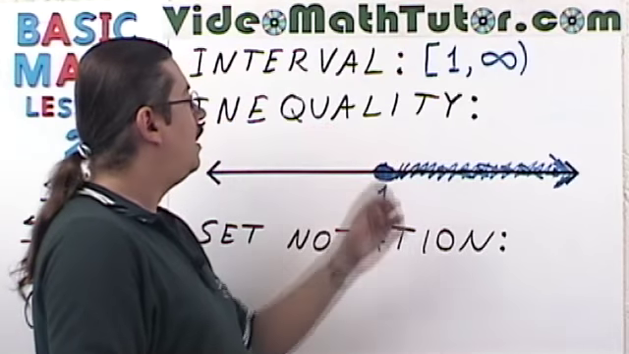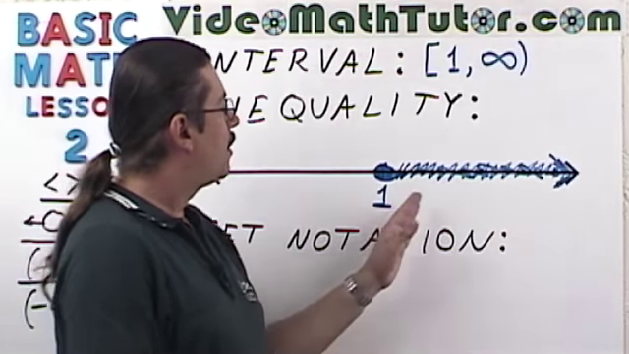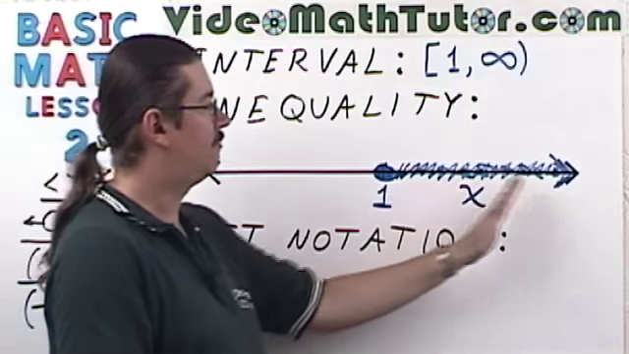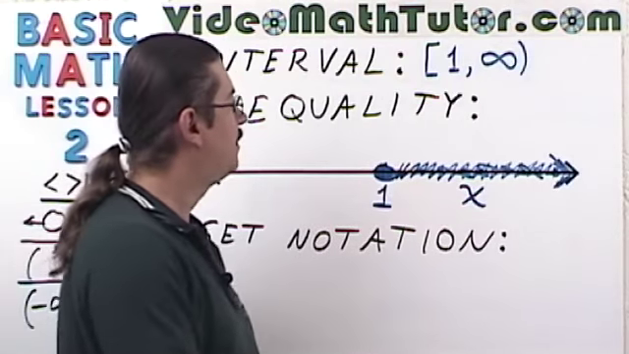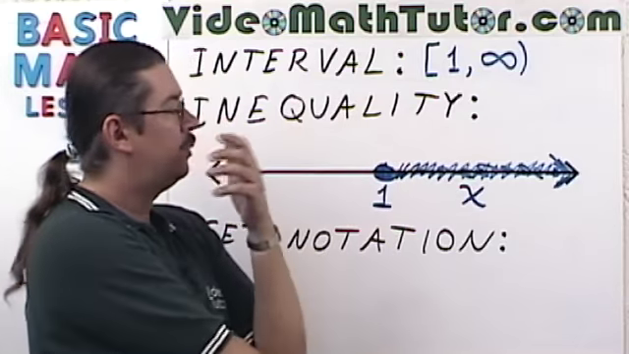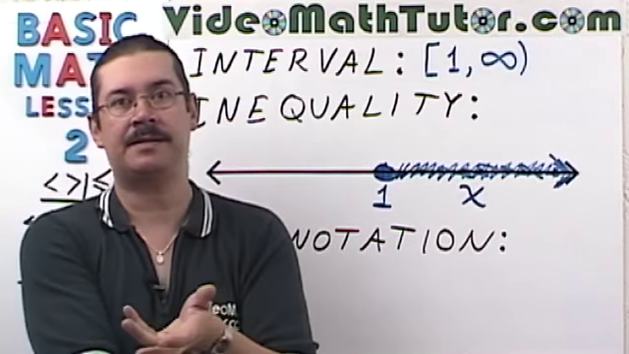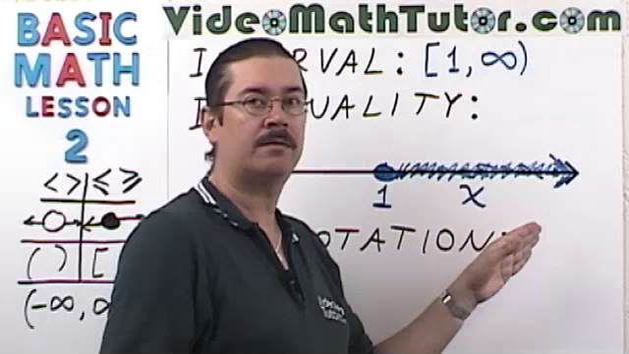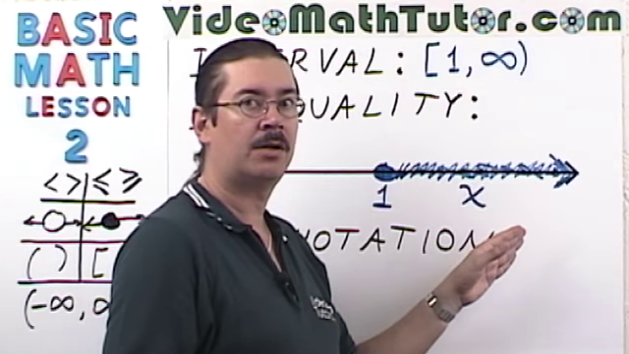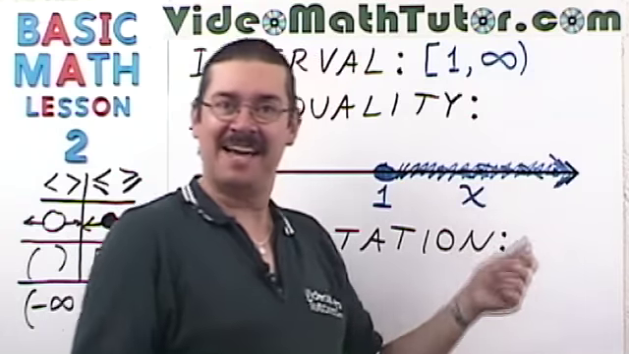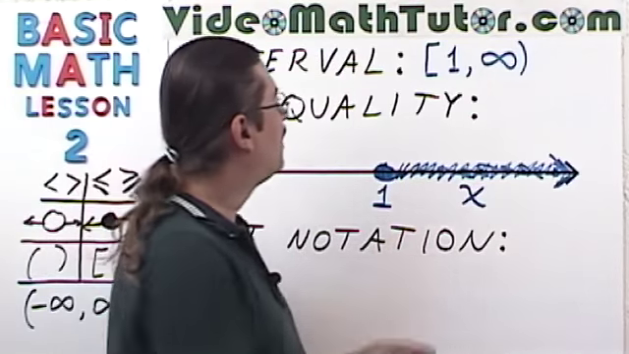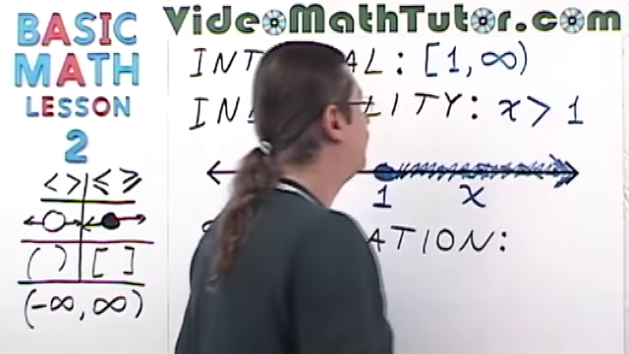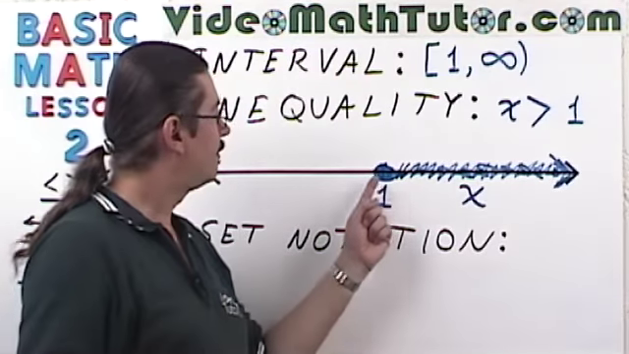Next thing is inequality notation. Well, again, this represents x, or any variable you like. I like x's. So what we do is, we need to describe what's happening to the x's. Well, the x's are less than or greater than 1? You tell me, what do you think? Yeah, greater than 1. So that's what I'm going to write down. X is greater than 1. Does it include 1? Yes.